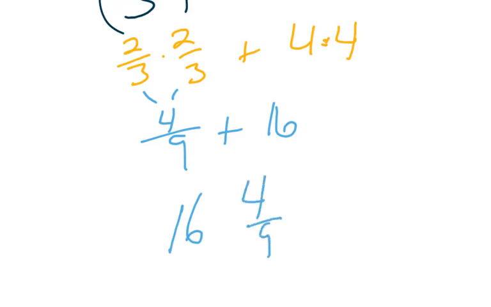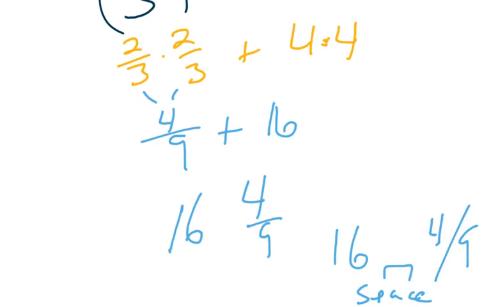and 4/9. And so if you were to punch an answer like this into Khan Academy, make sure you go 16, and that spot right there is where you should put a space between the 16 and 4/9. And so what that would look like then is just 16 space 4/9.